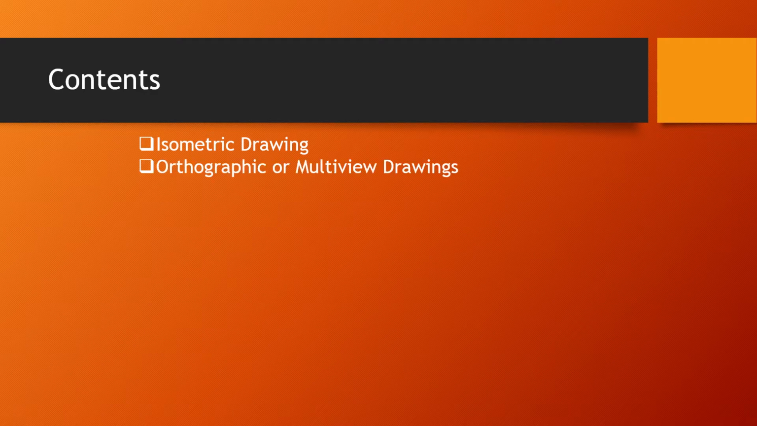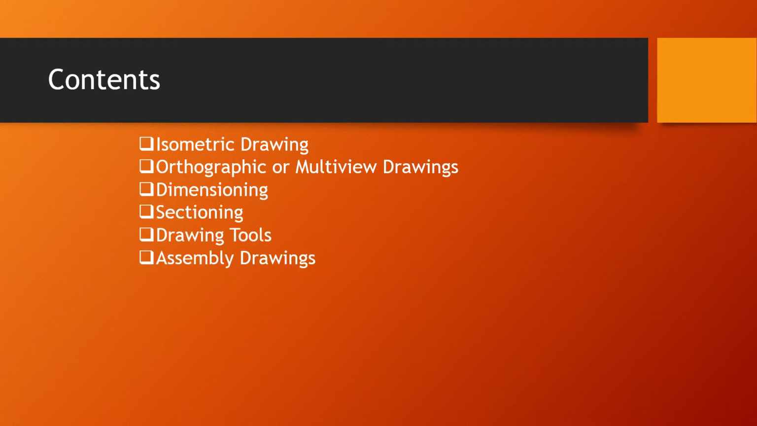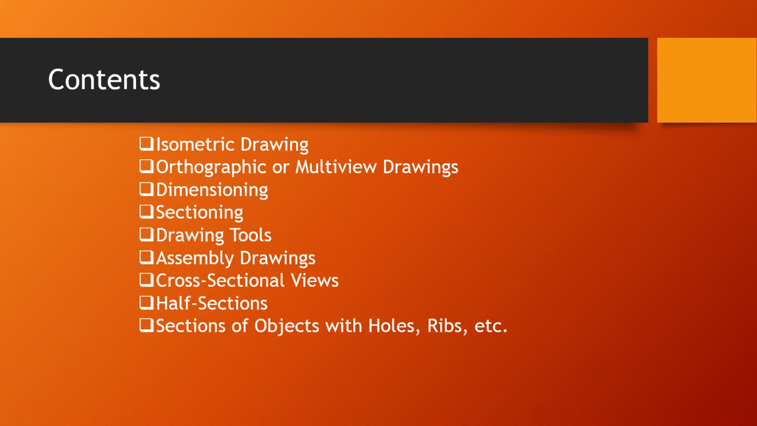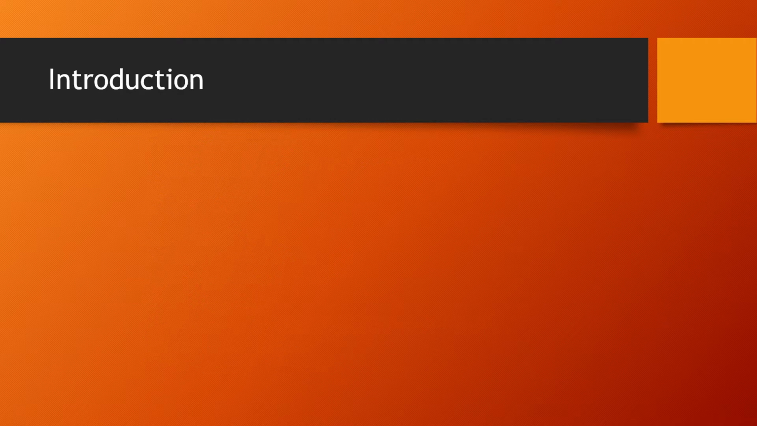What is the content of Engineering Drawing 1 that we are going to discuss in this video? The first one is isometric drawing, multiple views drawing, dimensioning, sketching, drawing tools, assembly drawing, cross-sectional views, half section, section of object with hole, rivets, etc. More dimensioning, where to put dimensions.